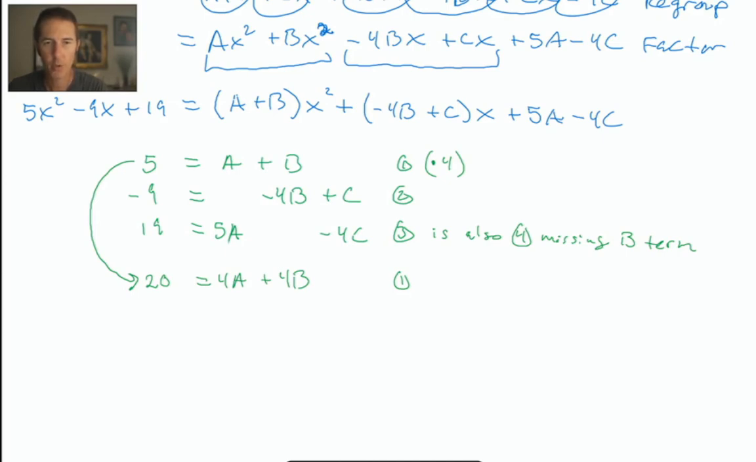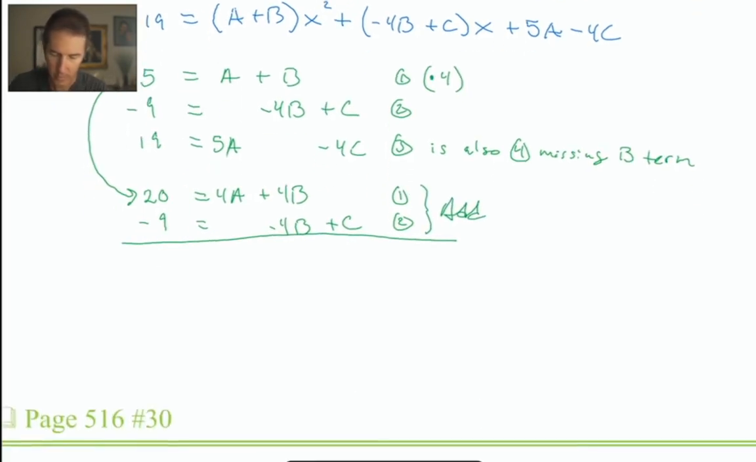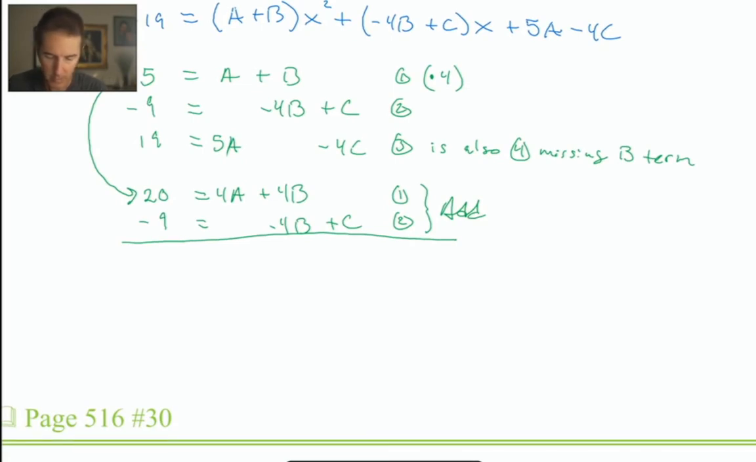Now below equation number 1, I'm going to write equation 2. So there's the negative 9 equals a little space, the negative 4b, and the positive c. That's the original equation 2. I would draw a line, and we're going to add these two equations together. 20 plus negative 9 makes 11. The 4a sticks with us, the b's cancel, the positive c is still there, and that is equation 5. So you've got equation 5 there.